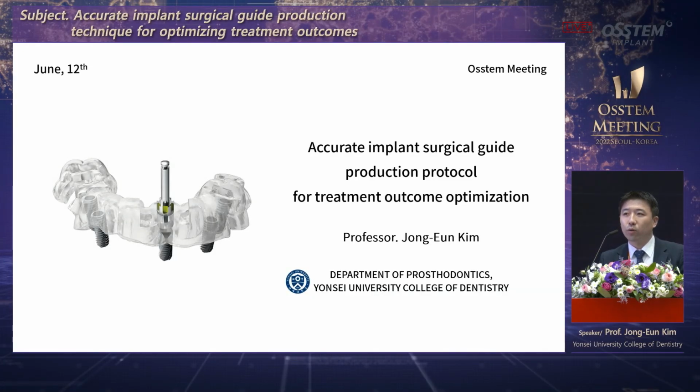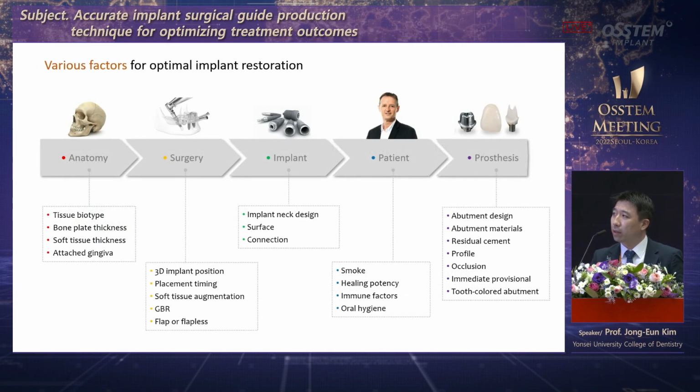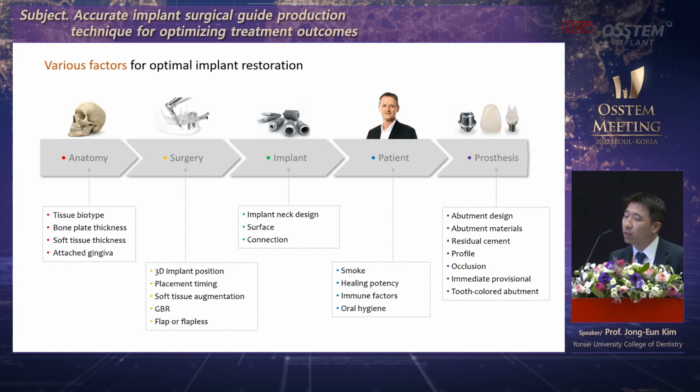Today, I'm going to talk about the fabrication protocol as well as ways to minimize deviation. I'm going to talk about my personal experience as well as study results. For successful implant prosthesis fabrication, there are many things to consider. You need to consider vital structure as well as surgical technique and the deep understanding of prosthodontics. First, I'm going to talk about three-dimensional implant positioning.